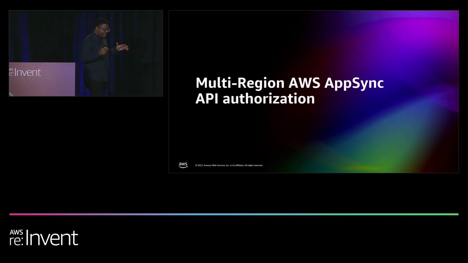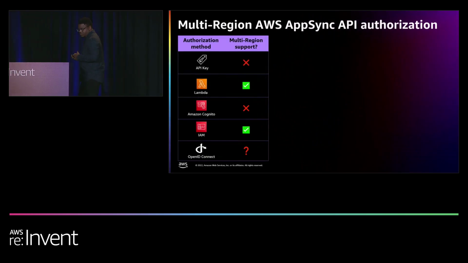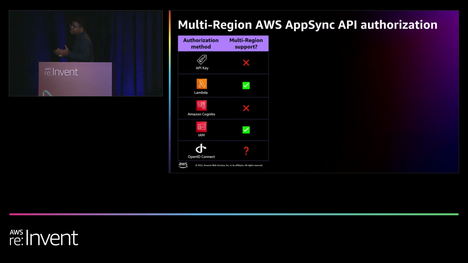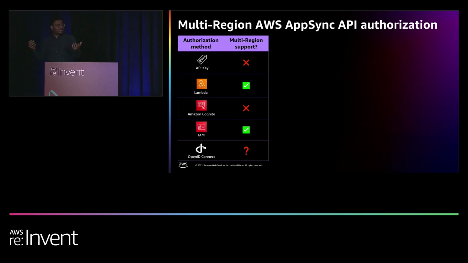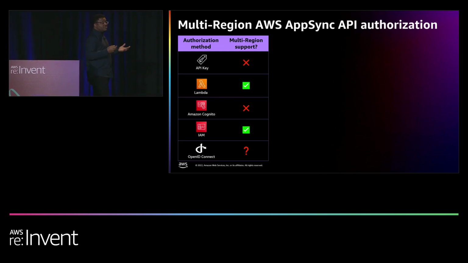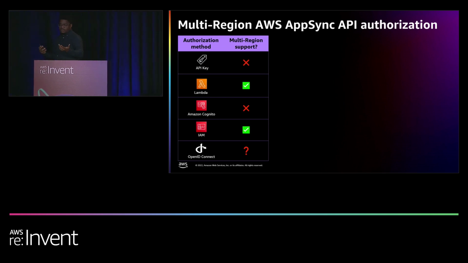So we've talked about how you manage failovers. Then how about authorization? We talked about that AppSync supports 5 different mechanisms to implement authorization for your API, but not all of them support multi-region deployment. For example, with API keys, this is auto-generated by the AppSync service, and you cannot use the same API keys for 2 different AppSync endpoints in different regions. And then when it comes to Amazon Cognito, as of today, we don't support multi-region deployment of user pools.